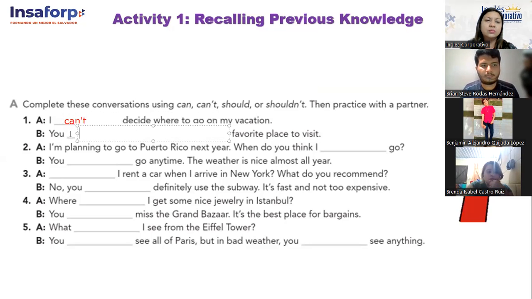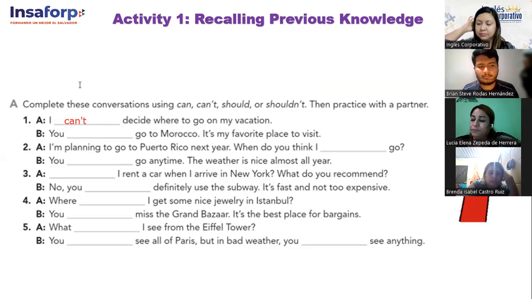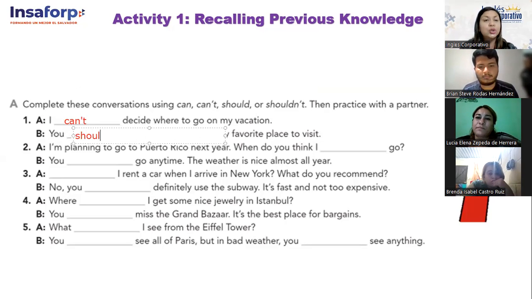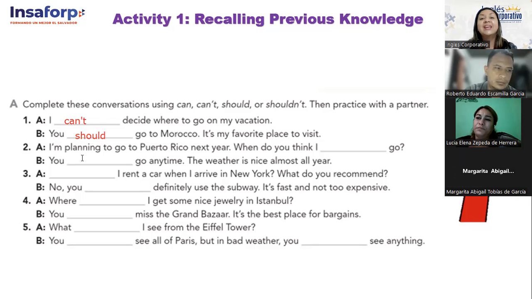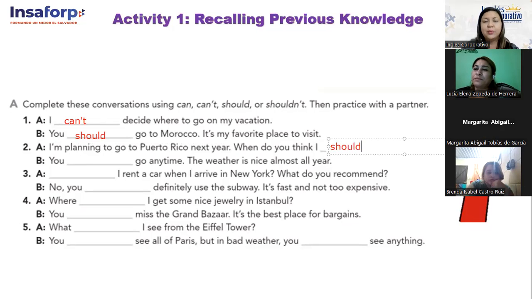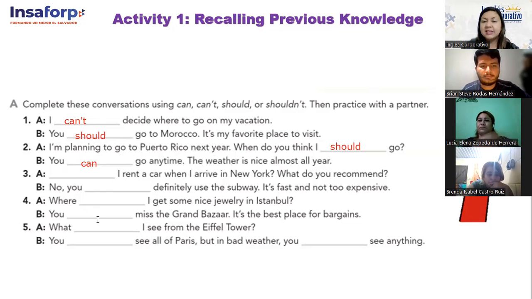And you say, you should go to Morocco, it's my favorite place to visit. You should, exactly. You should go to Morocco, it's my favorite place to visit. Okay, conversation two. I'm planning to go to Puerto Rico next year. When do you think I can go? When do you think I should go? Like, what is a good moment to go? And the answer, you can. Exactly. You can go any time of the year. You can go anytime. The weather is nice almost all year.